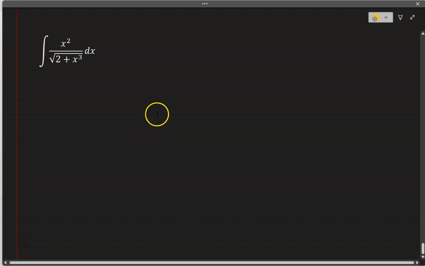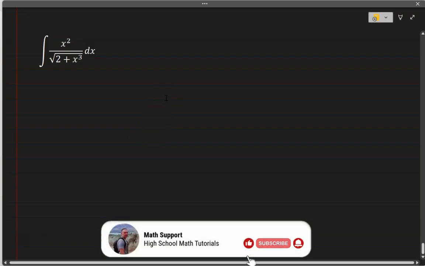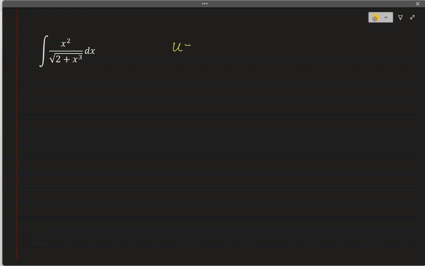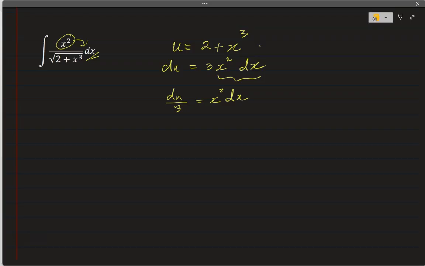All right, so in this case, we're going to do the same thing, but remember again, notice that the bottom x cubed and x squared are related. The differential of x cubed is 3x squared. Oh, we got the x squared again, and that means you can simply set u equals 2 plus x cubed. Once you have that, you can take the derivative and solve for dx, because the only thing we have on this side is x squared dx, these two together. So that's what we want. So du divided by 3 equals x squared dx.